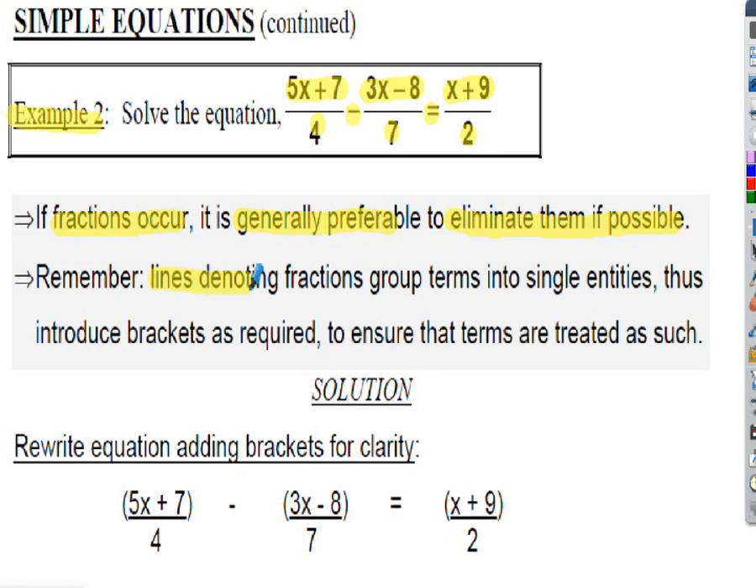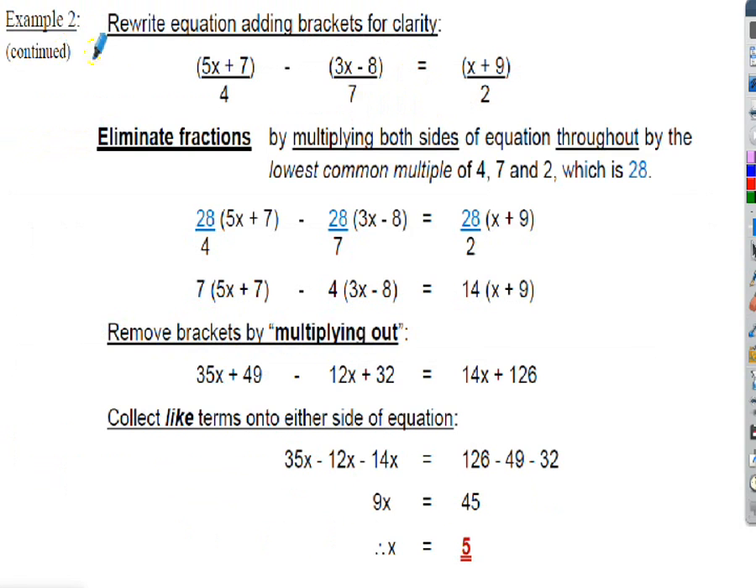Don't forget that the lines denoting the fractions group the terms into single entities. Thus we can introduce brackets as required if it helps us ensure that the terms are treated separately. So below, all I've done here is put brackets around the 5x plus 7 over 4, the 3x minus 8 divided by 7, and the x plus 9 divided by 2. Just a slight formatting change there. Just repeating this line here from the previous slide for convenience. I'm now going to eliminate the fractions.